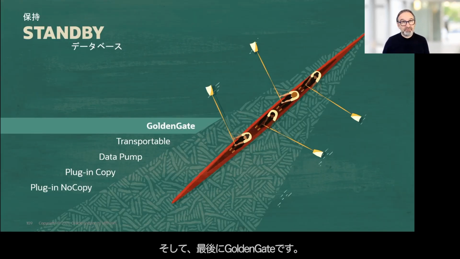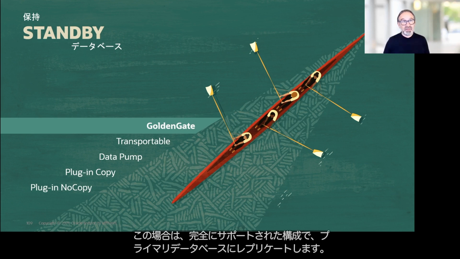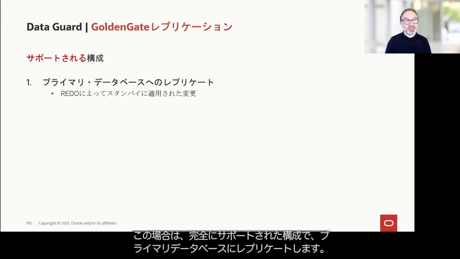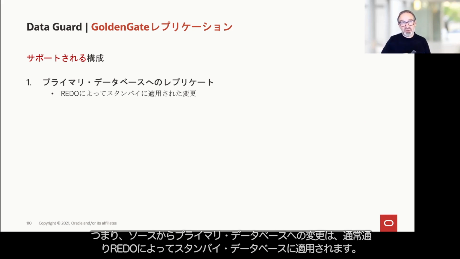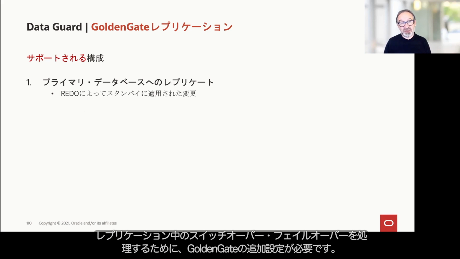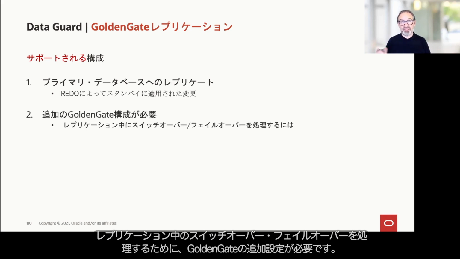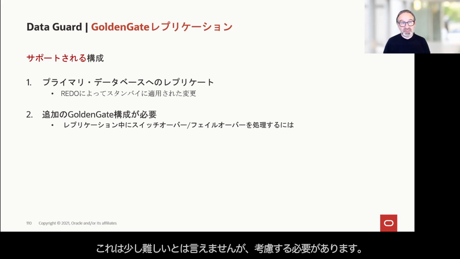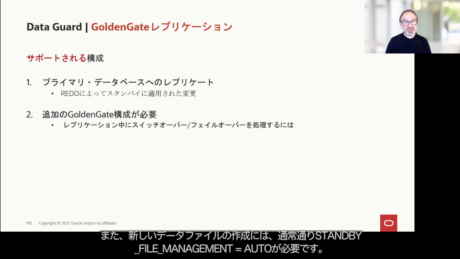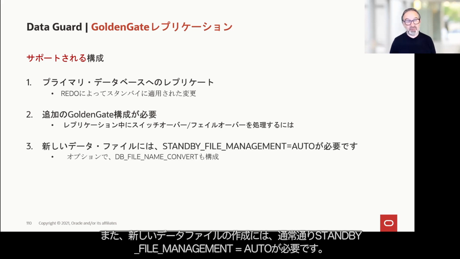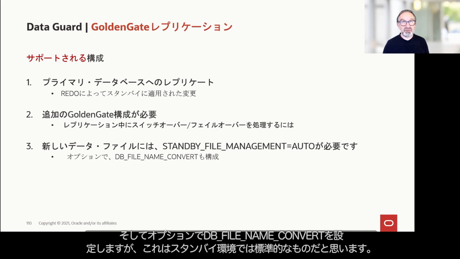And then finally, GoldenGate. In that case, it's a fully supported configuration. We replicate to the primary database. So from our source to the primary database, changes then get applied to the standby via redo, as usual. We need an additional GoldenGate configuration to handle switchover and failovers during the replication. That's a little bit, I wouldn't say tricky, but that needs to be considered. And new data files require also, as usual, standby_file_management=auto, and optionally you configure DB_FILE_NAME_CONVERT. But I think this is a standard in a standby environment anyway.